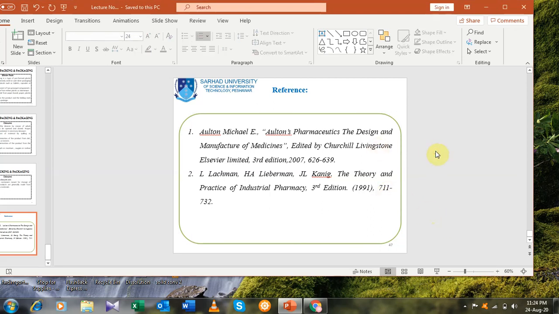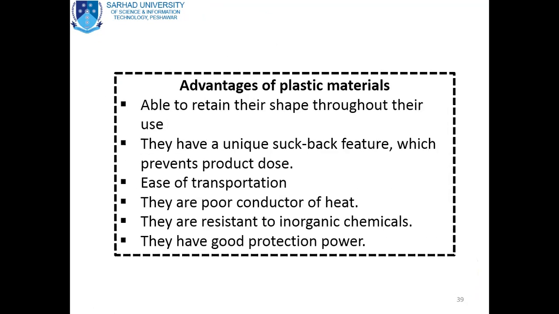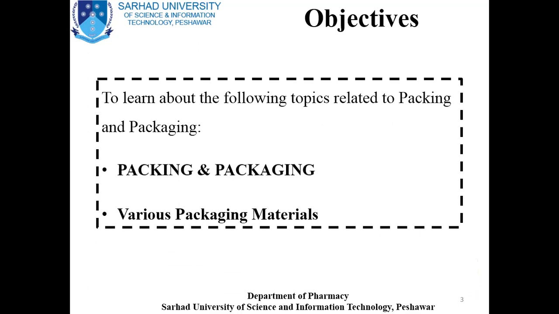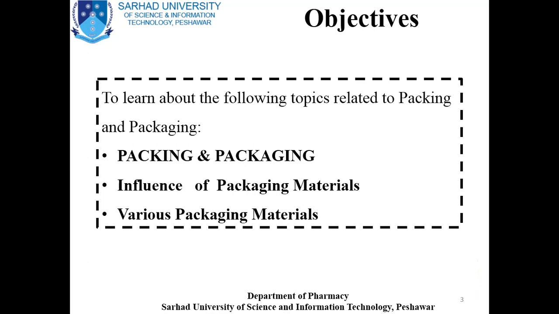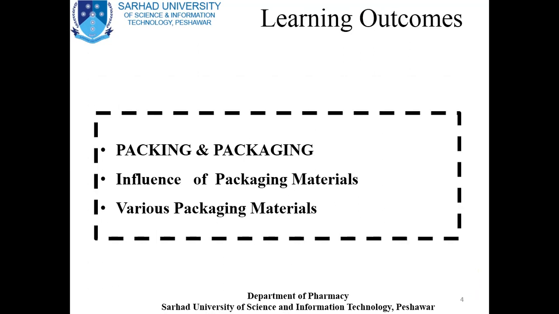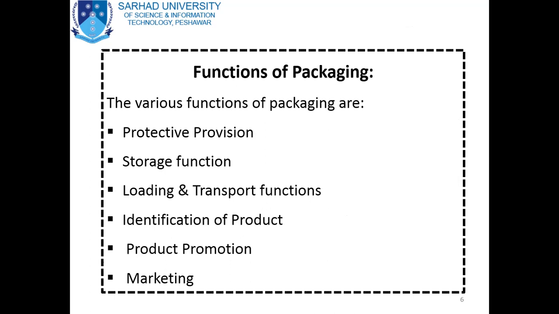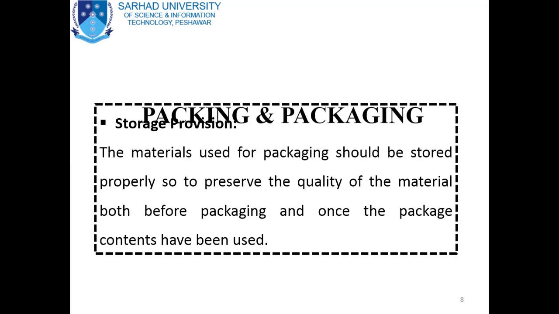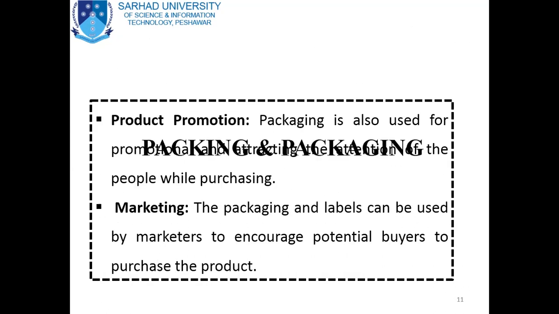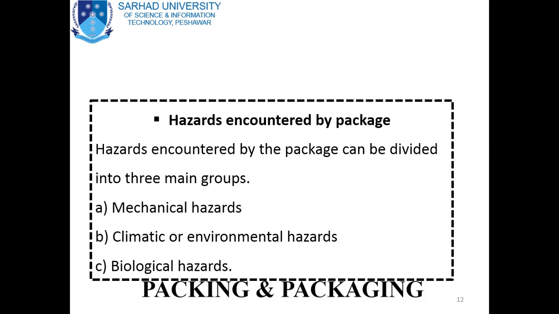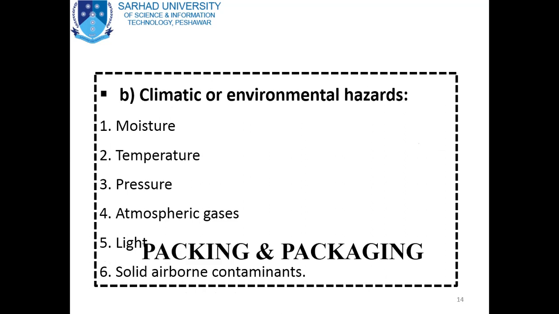Let's overview today's topic. Dear students, in today's topic, we have studied in detail packing and packaging and the various packaging materials. First of all, we have defined packaging and the functions of packaging as well. Hazards encountered by the package fall into three main groups: chemical hazard, climatic or environmental hazard, and biological hazard, with examples of the relevant hazards.